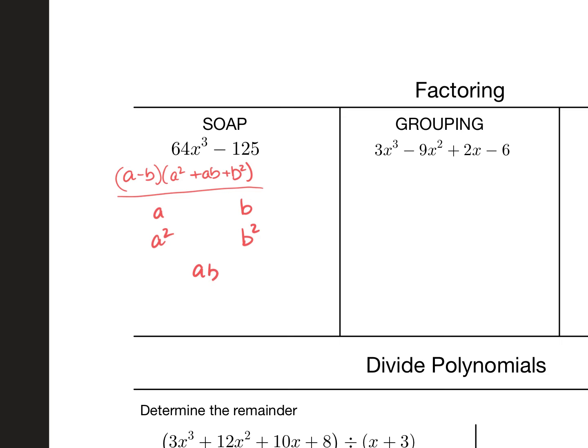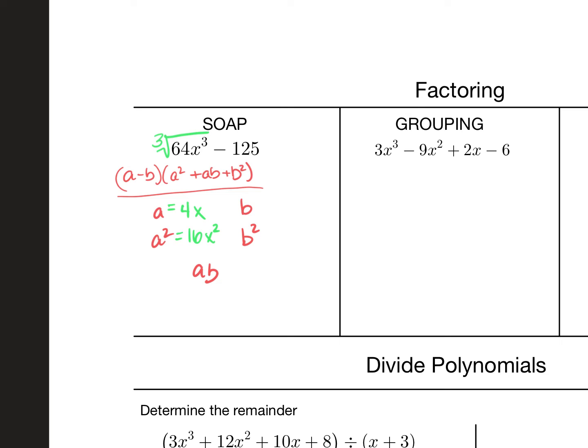So let's do that. If we are trying to find the difference of cubes, that means we are going to take the cube root of the first term to find A. So A equals the cube root of 64, which is 4, and the cube root of x cubed, which is just x. Next, I'm going to take A and square it. So 4 squared is 16, and x squared is just x squared.